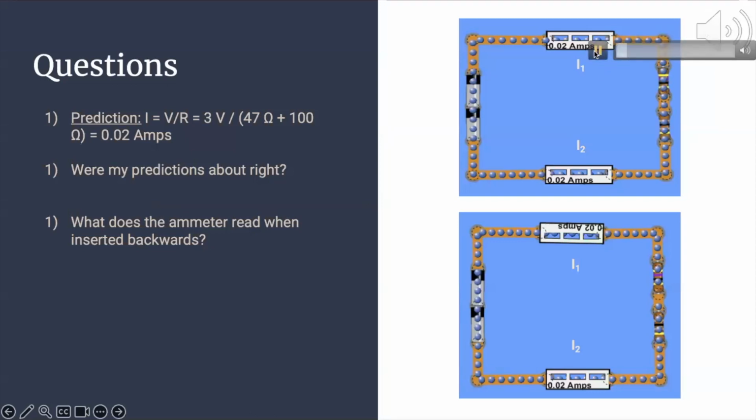So, our first prediction is that I is equal to V over R, which is going to be equal to 3 volts over 147 ohms, and that's going to be equal to 0.02 amps. So let's see if these predictions are right, and let's see what the ammeter reads when it's inserted backwards.